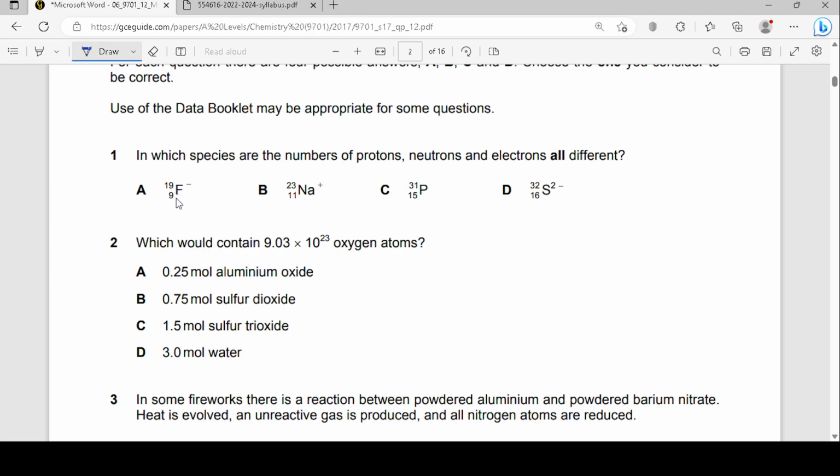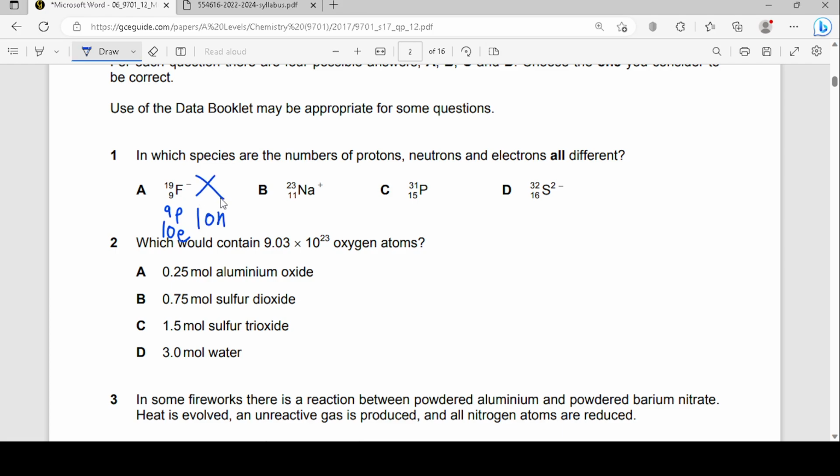Okay, so this is 19 9 F minus. Obviously it has 9 protons and because it has a negative charge that means it has one more electron than the number of protons, so it has 10 electrons, and the number of neutrons will be 19 minus 9, so that's 10 as well. But then they're not all different because the number of neutrons and the number of electrons are the same, right? So A cannot be the answer.